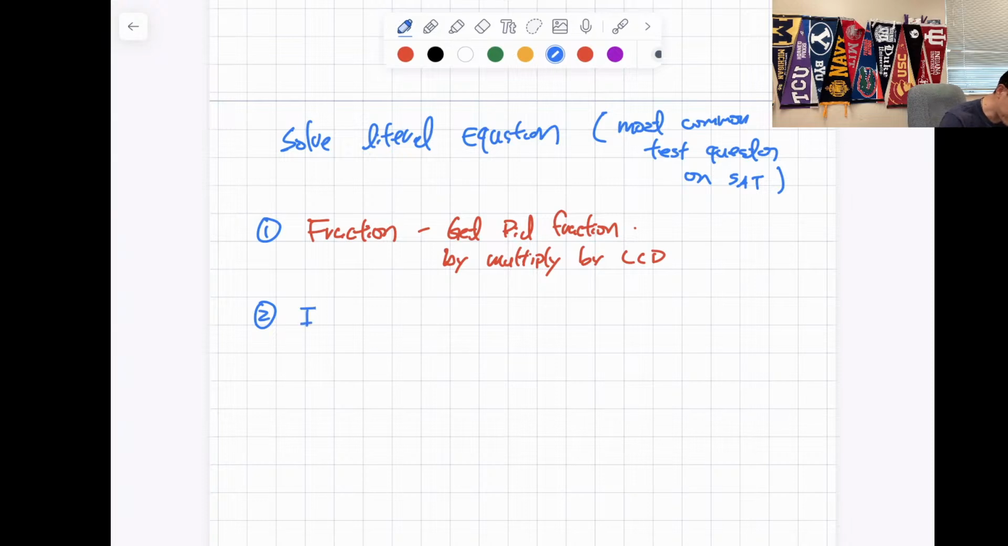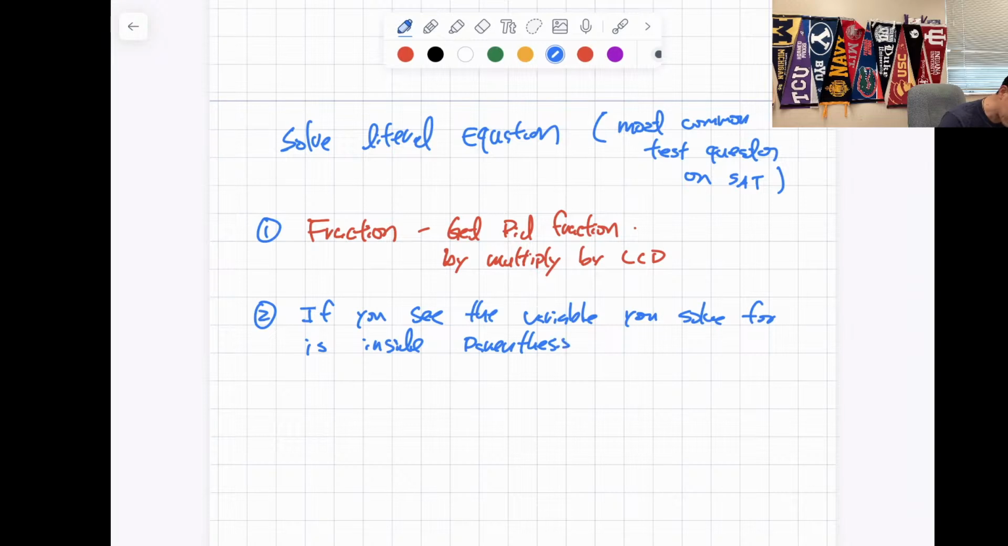If you see the variable you're solving for is inside a parenthesis, you distribute. Third. So if you have a fraction, get rid of the fraction by multiplying by the LCD. We're going to talk about all this stuff.